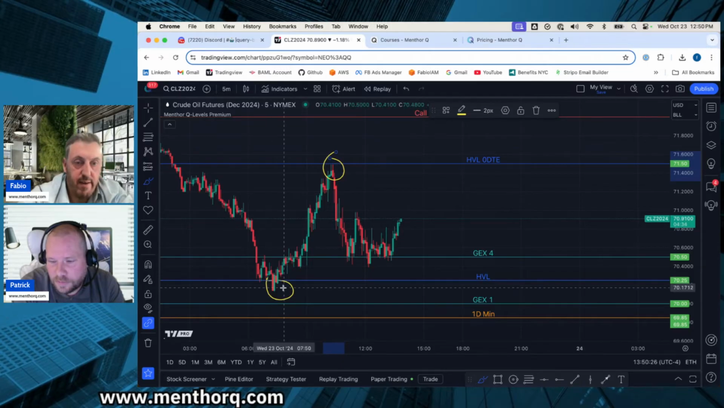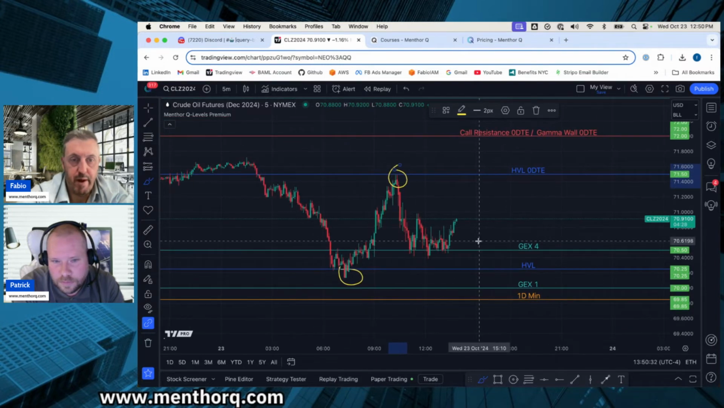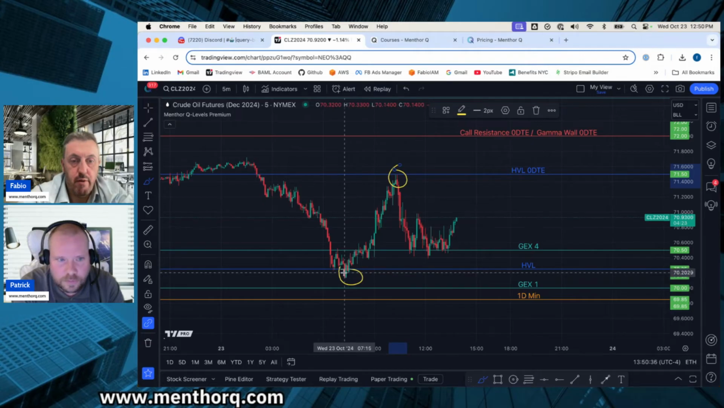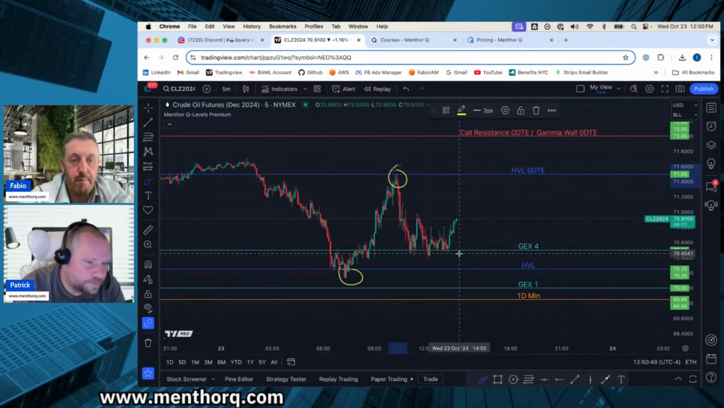And here we have another great example, Patrick, on crude oil from this morning. Price is dropping, touches the high vol level right here this morning, a massive push all the way up, rejection right at the high vol level 0 DTE, and now we're consolidating down here on GEX 4.